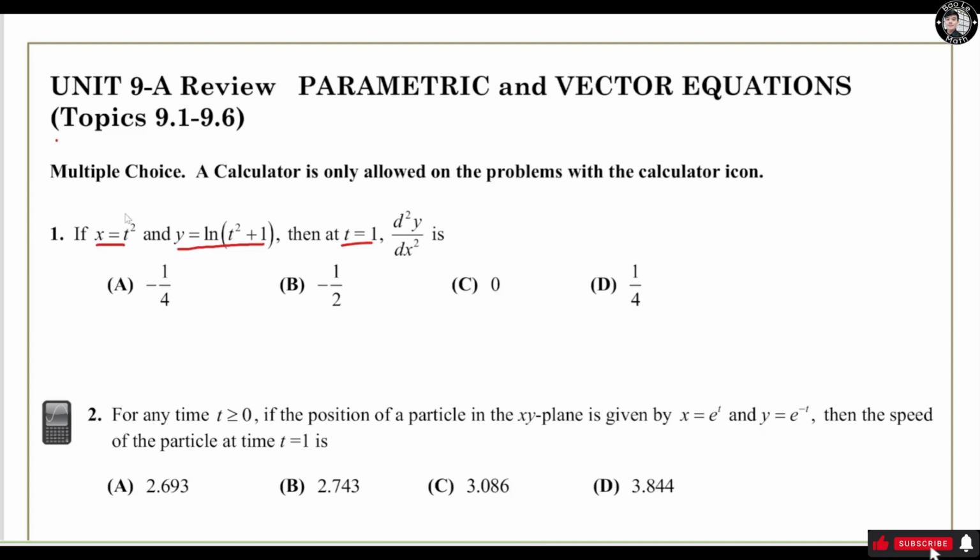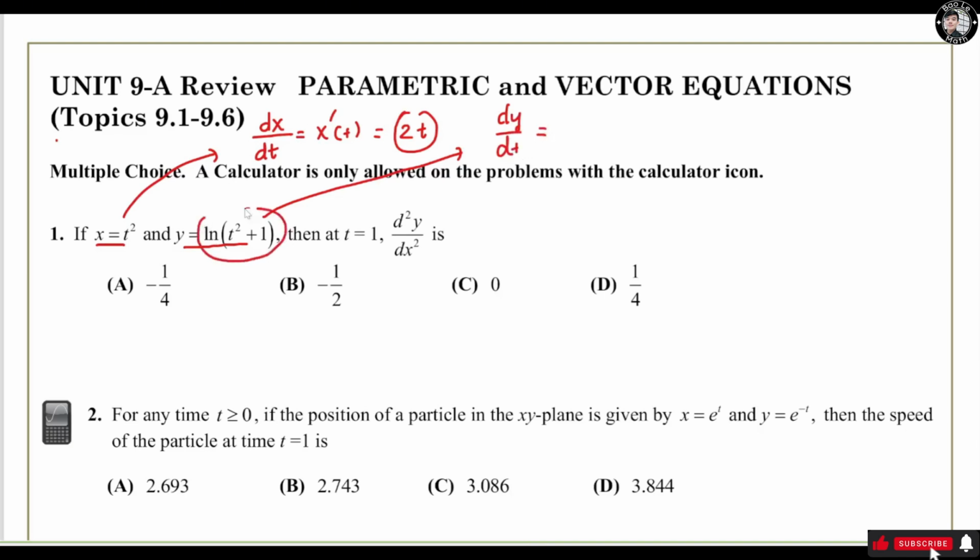Alright, so the first thing you need to do is to take the derivative of this function with respect to t. So it could be x prime of t, which is 2t. Now we're going to take the derivative of this one with respect to t, so dy over dt equals... We need to use the chain rule. The derivative of ln u is u prime over u, so this becomes 2t over t squared plus 1.